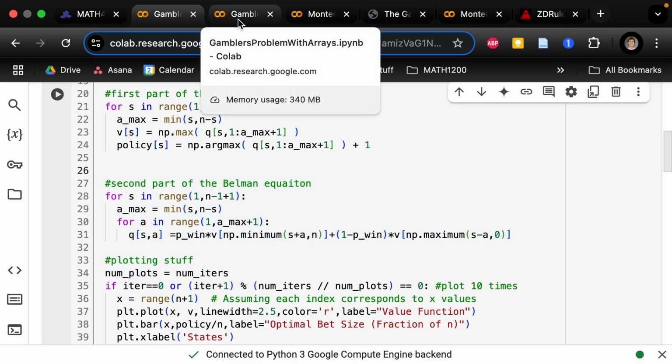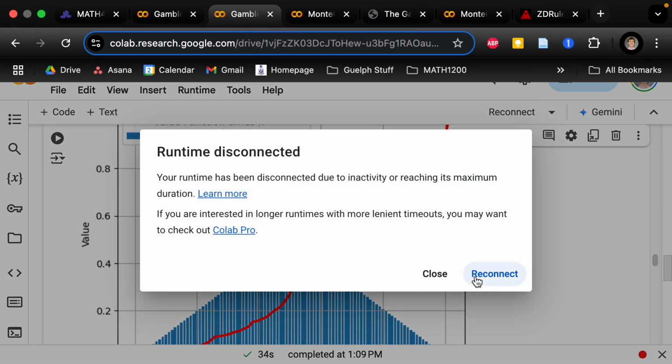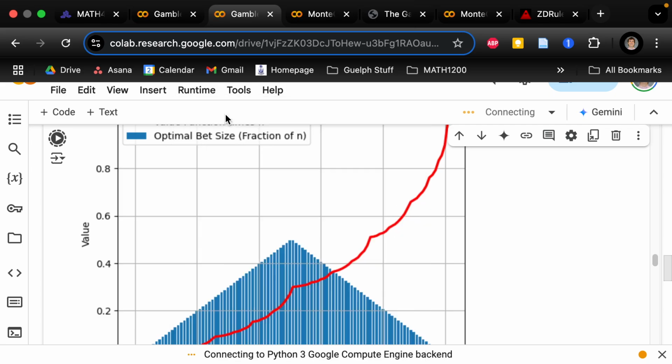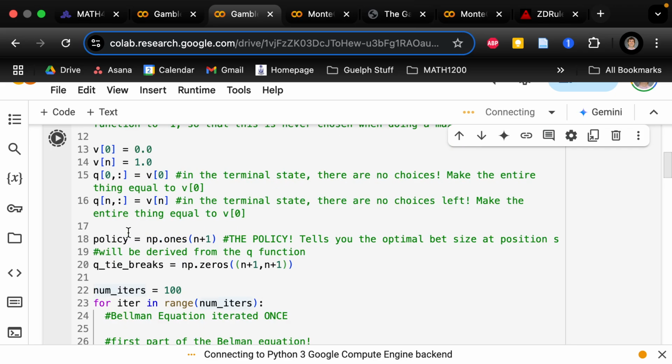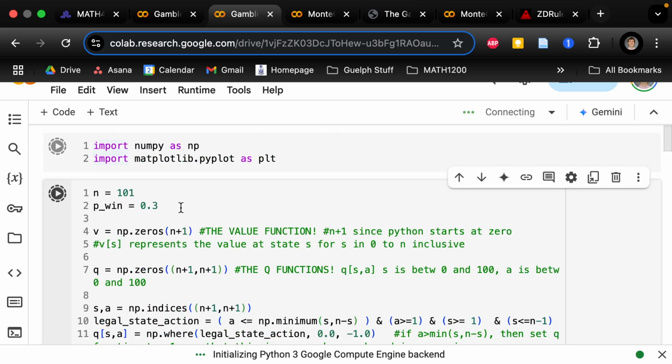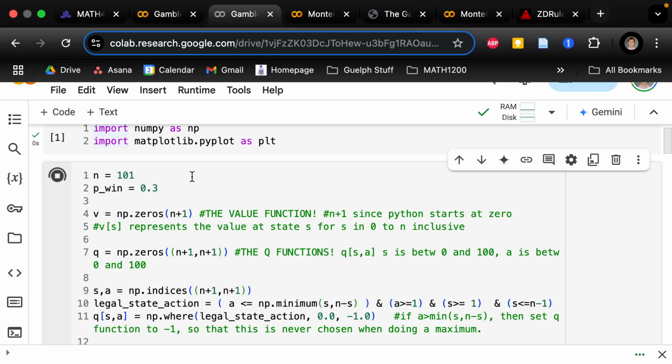So here is the same thing, the gambler's problem with arrays. Oh, I guess I got to rerun it. Okay. It's the exact same thing, except the code does not have for loops in it. Or has one, it still has the iteration for loop, but not the other ones. So the beginning is the same: n the same number, p win 0.3, v and q.